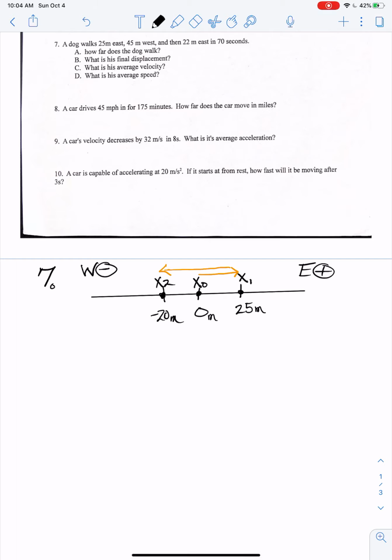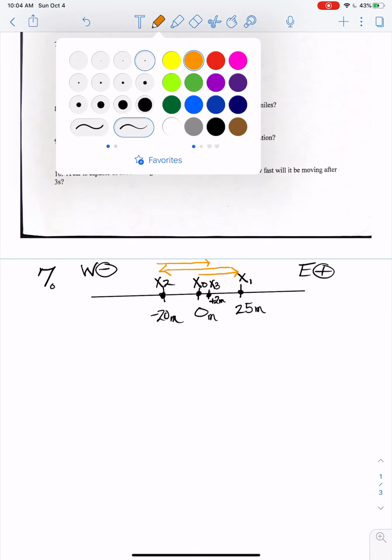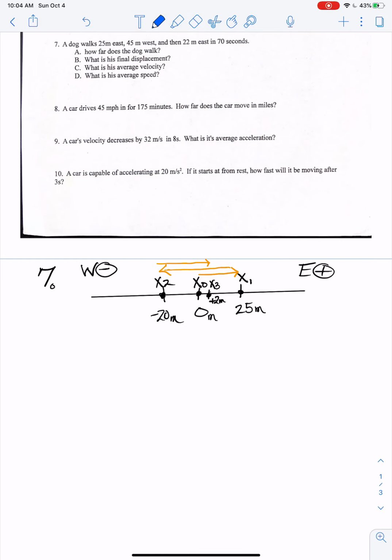And then finally, the dog walks 22 meters east. So if it's at negative 20 and walks 22 meters east, then its final position, or what we're calling position 3, is going to be positive 2 meters. Okay. So it has one last move here, doing this. And so, okay.